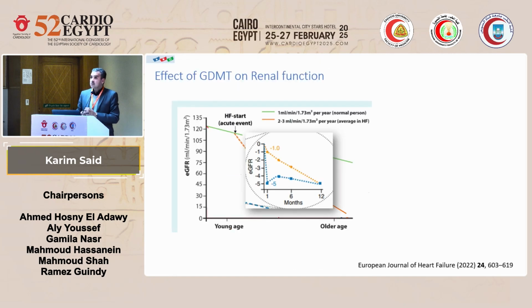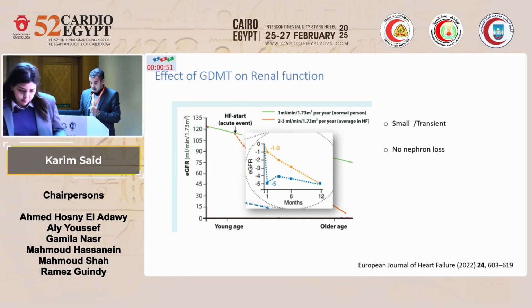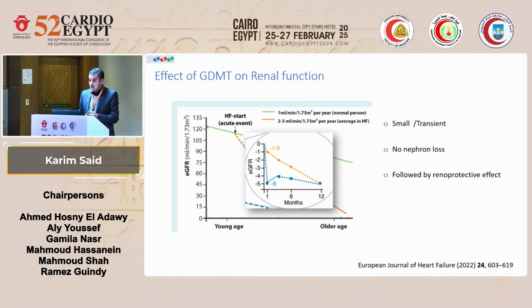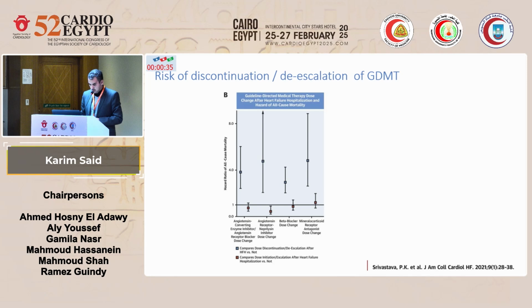And it is important to have the concept that this transient drop in eGFR is small and it is transient. Actually, it will recover within a few months, up to 1 year. There is no nephron loss. It is just a change in the hemodynamics. So there is no increased risk of progression of kidney disease. Actually, it is renoprotective. And it has no impact on the favorable outcome of these drugs on the cardiovascular endpoints. So it is called pseudo worsening of renal function.